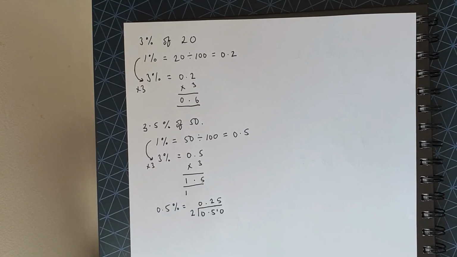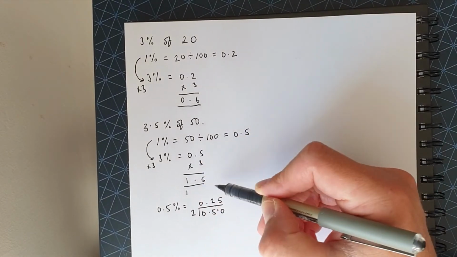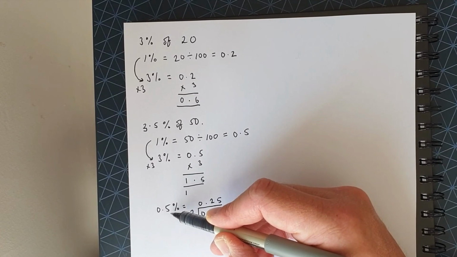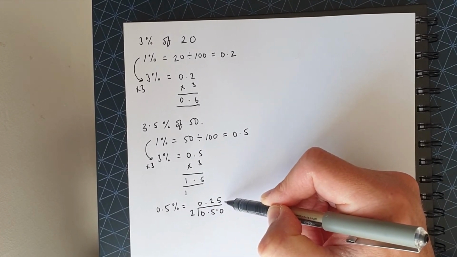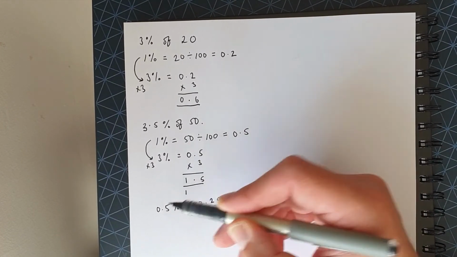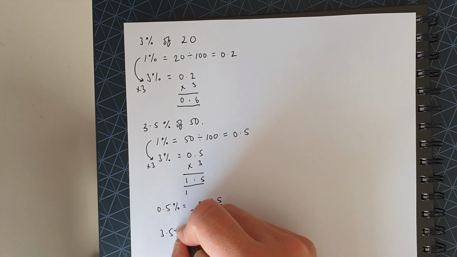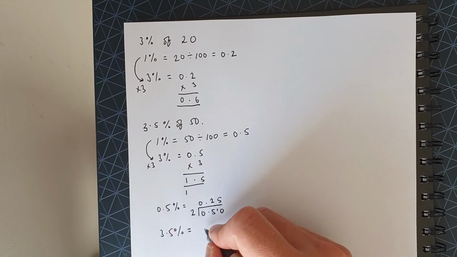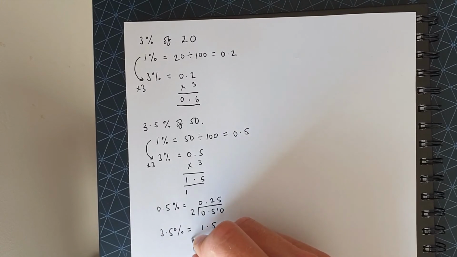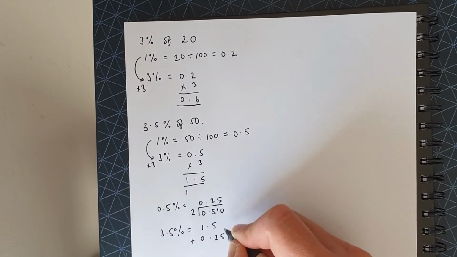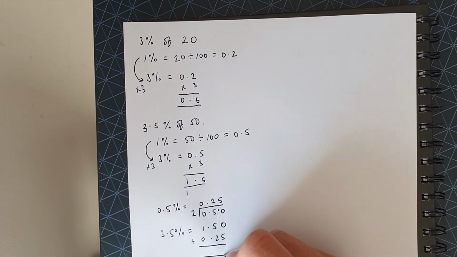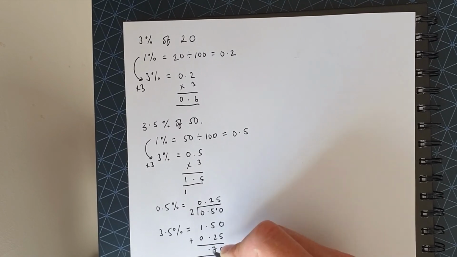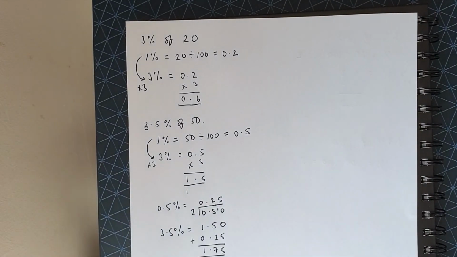Okay, so to answer the question then, I've got 3%, we know that that's 1.5. I've got half a percent, we know that that's 0.25. 3% add half a percent is 3.5%. So I simply just add those two numbers together. And that gets me 1.75. So to find half a percent, if you need that, all you do is find 1% and then half it.